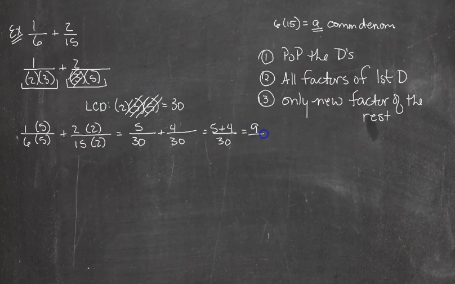And that's 9/30. And then I still have to reduce, and in fact, I'm going to reduce out that extra 3. So this equals 3/10. So 1/6 plus 2/15 equals 3/10. And your instincts would never have told you 3/10 for that fraction.